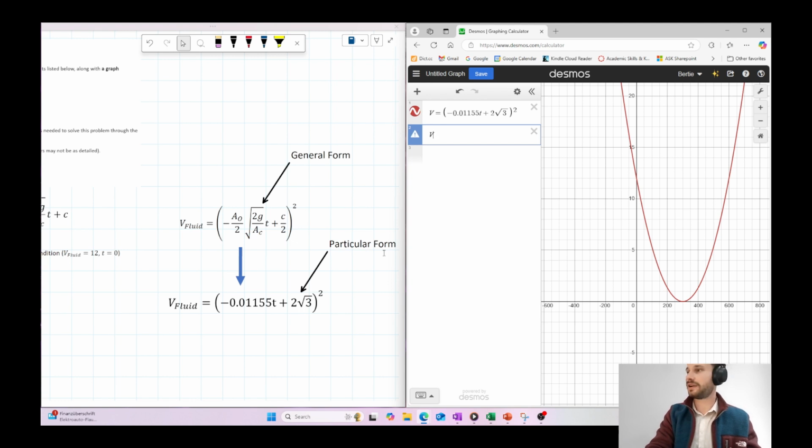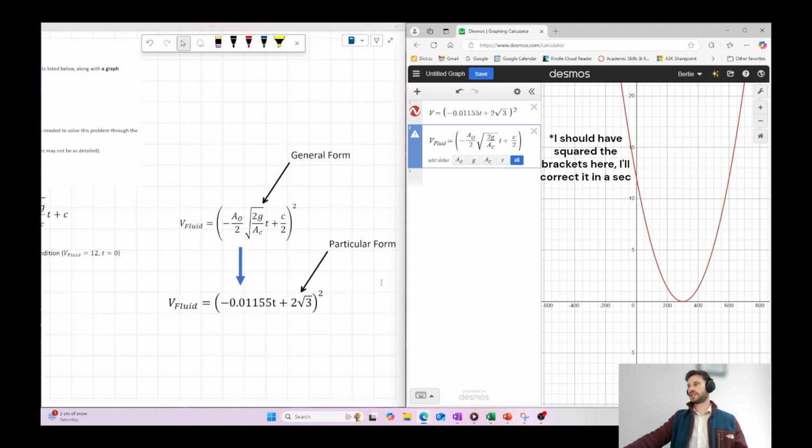I can say V. I'm not going to use the subscript. Oh, screw it, I'm going to use the subscript. If you want to use subscript in Desmos, it's underscore fluid, and I can go equals, and let's type this in. So I can say minus A underscore O, capital O, over 2, forward slash to do a fraction here. Again, I can use this square root idea. 2G over A underscore C, T. I want to be outside of the square root there. Plus C over 2.